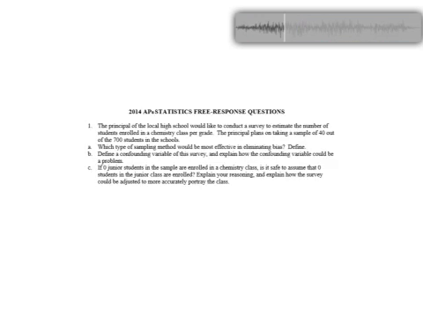The principal of a local high school would like to conduct a survey to estimate the number of students enrolled in a chemistry class per grade. The principal plans on taking a survey of 40 out of the 700 students in the school. Which type of sampling method would be most effective in eliminating bias? Define a confounding variable in this survey and explain how the confounding variable could be a problem. If 0 junior students in the sample are enrolled in a chemistry class, is it safe to assume that 0 students in the junior class are enrolled? Explain your reasoning and explain how the survey could be adjusted to more accurately portray the class.